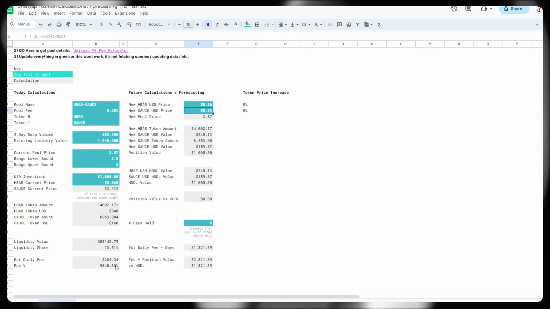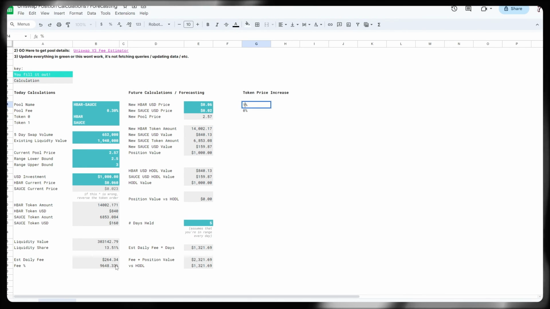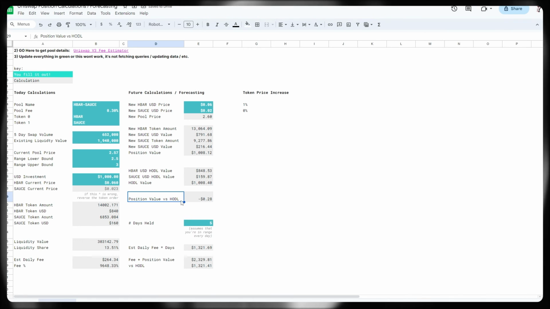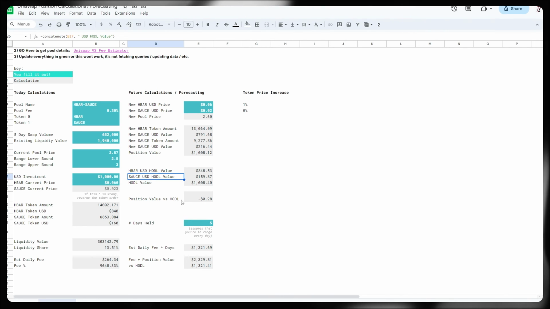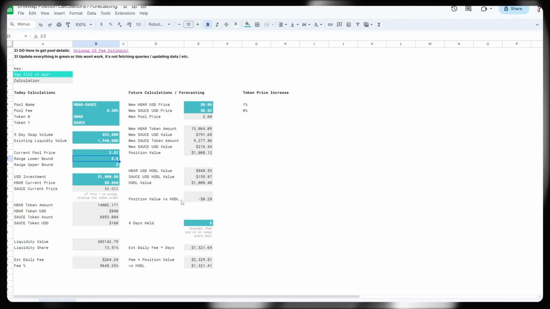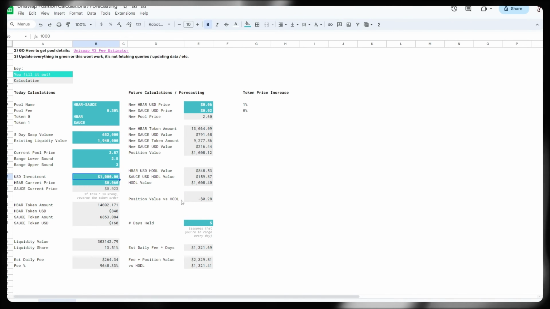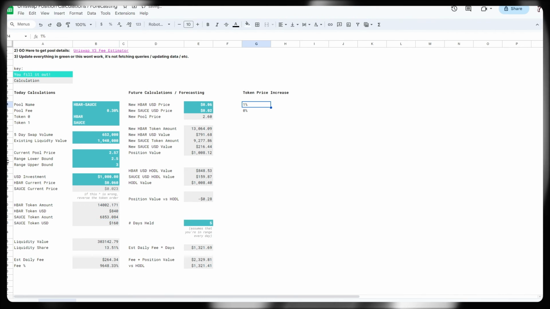And let's play around with some future calculations or forecasting. I've modified some of these formulas just so I can spin up some different percentage moves here. The interesting thing you want to be looking at here is my position versus hodl. So this is effectively if I just held these tokens versus providing liquidity. In this instance, if I saw a 1% increase in the hbar price based on my upper and lower ranges, I'd be better off by 30 cents just holding. This is a USD investment of $1,000 split between $840 of hbar to begin with and $160 of source.